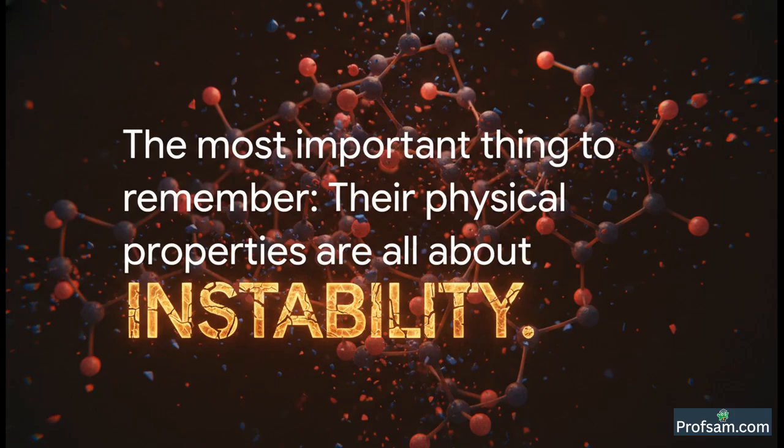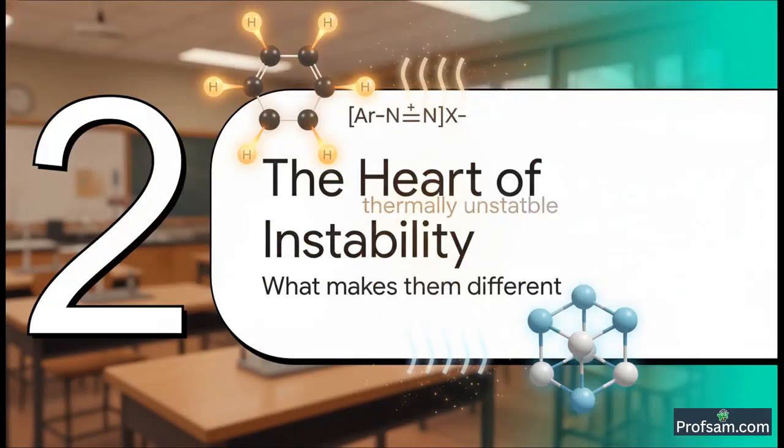Seriously, if you forget everything else from this explainer, please just remember this one thing. Diazonium salts are fundamentally unstable. This single idea explains everything about them. It's the master key. So, why are they so unstable? What makes them so different?